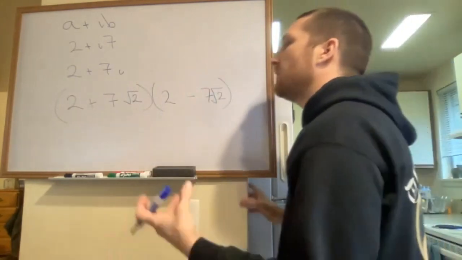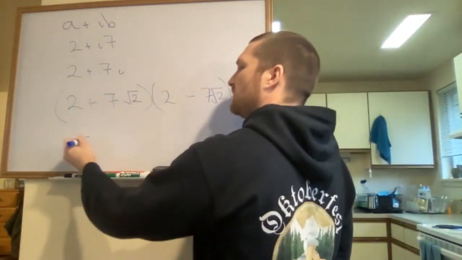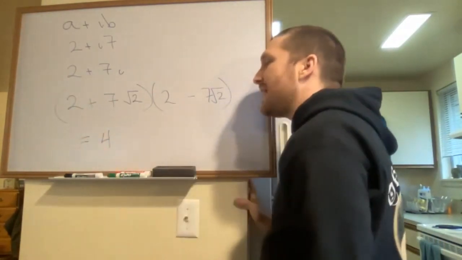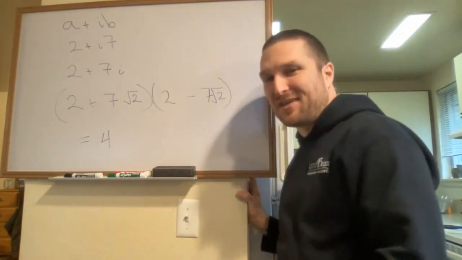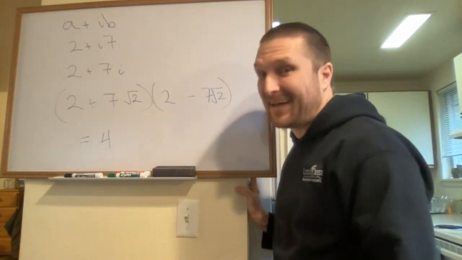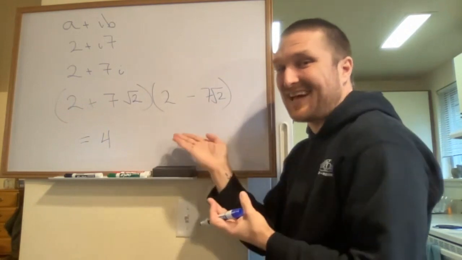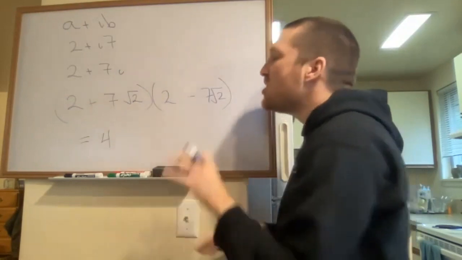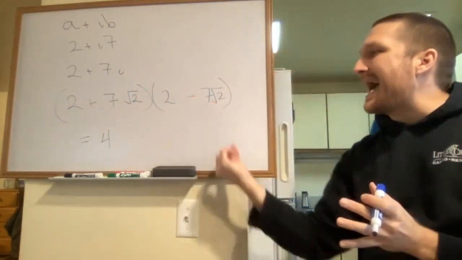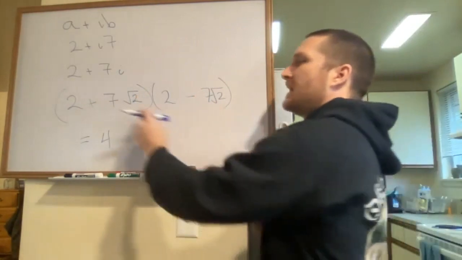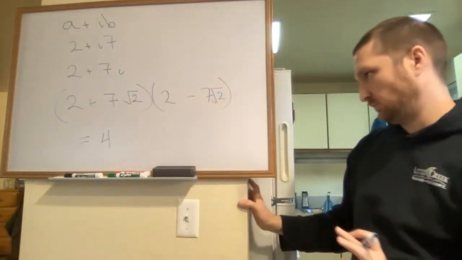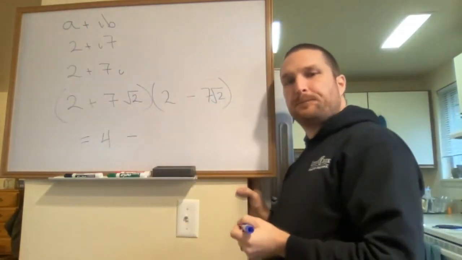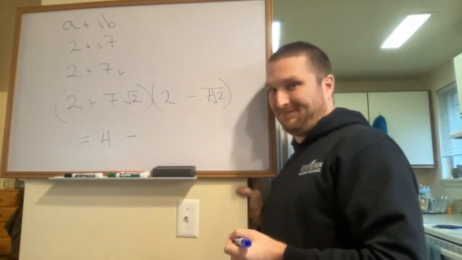Now, when I do first, outer, inner, last, what do I get with my first multiplication? 4. Do the outer and the inner multiplications cancel each other out? Yes, because I copied it down exactly and changed the sign. Outer, inner, one's going to be negative, one's going to be positive. They have to cancel each other out. So then, what do I get when I do my last multiplication?